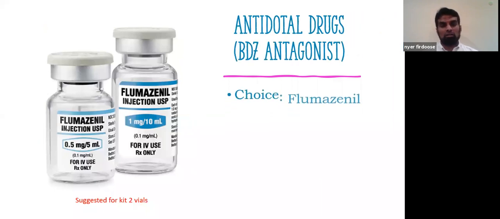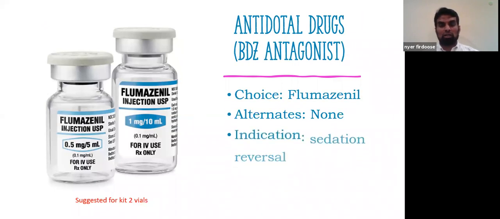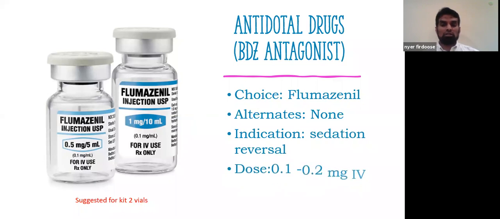Moving ahead to the second antidotal drug, which is the benzodiazepine antagonist, the choice of drug is flumazenil. A side effect of flumazenil is rebound anxiety, and it is indicated in the reversal of sedation. It is available in a dosage of 0.1 milligram per ml in 10 ml multi-dose vials. This antagonist flumazenil should be a part of the emergency kit when oral or parenteral sedation is used, as these techniques are usually based on effective use of benzodiazepines.